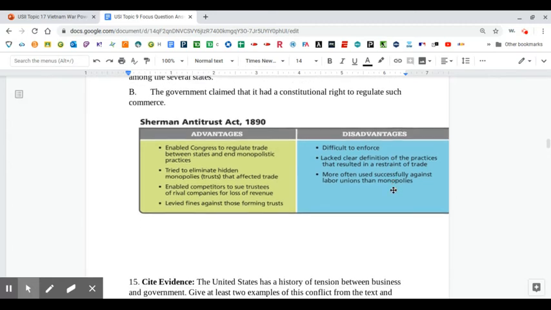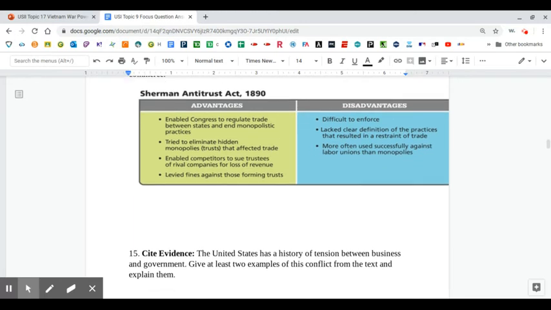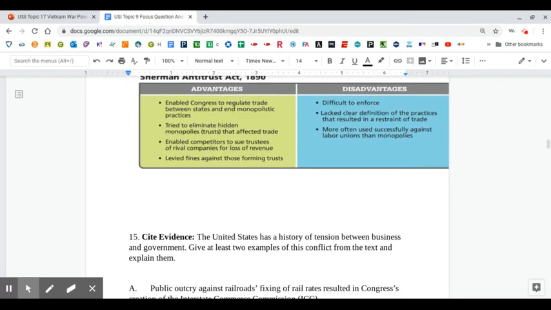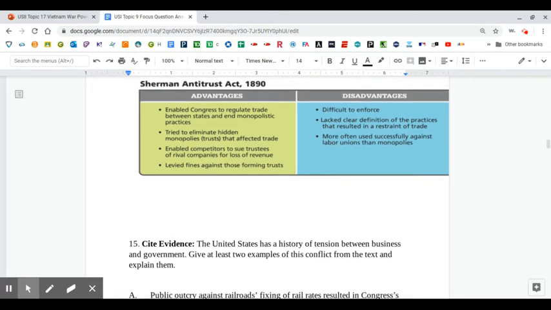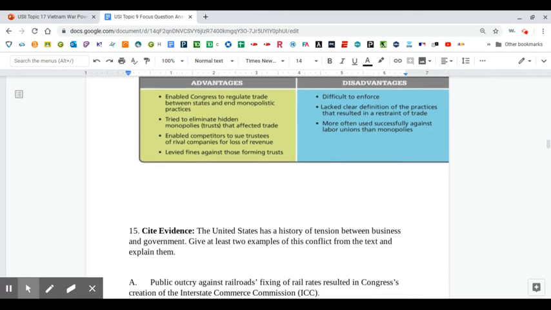Disadvantages: it was sometimes difficult to enforce, it lacked a clear definition of the practices that result in the restraint of trade, and it was more often used successfully against labor unions than monopolies.